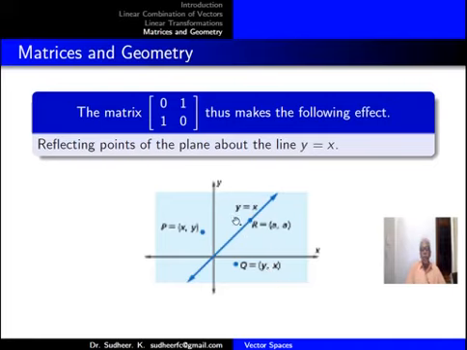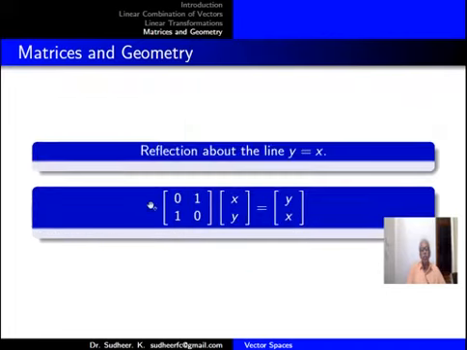And when you do that, all points on one side of the line y equal to x will move to the other side of the line y equal to x. Or this is actually reflecting points of the plane about the line y equal to x. So the essence of our discussion is that the matrix [0, 1; 1, 0] is making a reflection about the line y equal to x. So this is what you get in the form of a matrix equation.